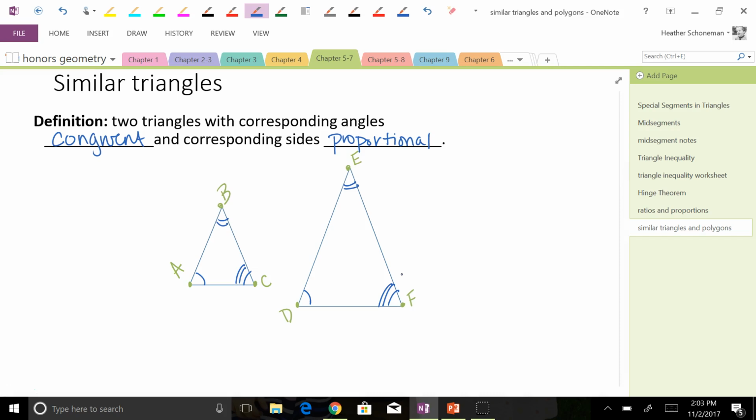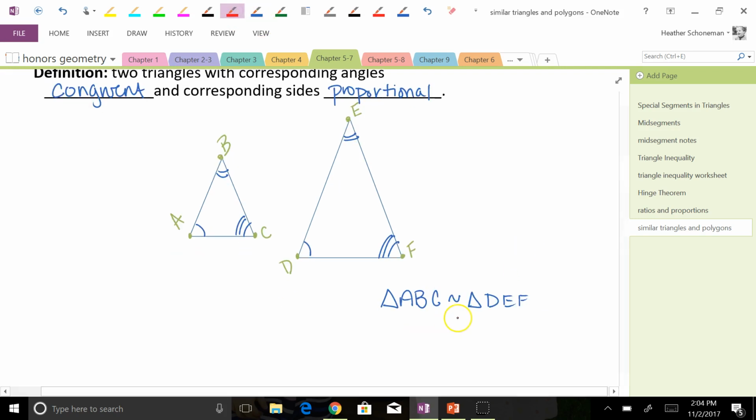And the way we write the notation for that is we could say triangle ABC, similar to, and then just like before we match up the angles, this would be DEF. And this symbol right here, this little squiggle, it looks like a tilde sign on the computer, means similar to.